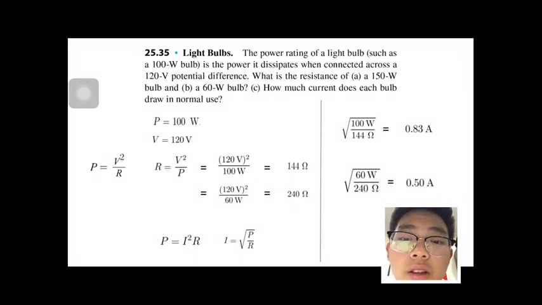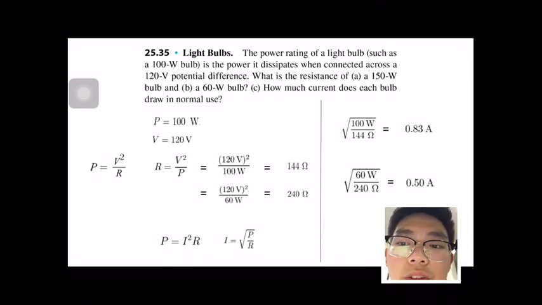Then all we need to do is to substitute. So 120 squared over 100 is equal to 144 ohms. Meanwhile, 120 squared over 60 is equal to 240 ohms. So now we have the first two resistances, 144 ohms for a 150 watt bulb and 240 ohms for the 60 watt bulb.